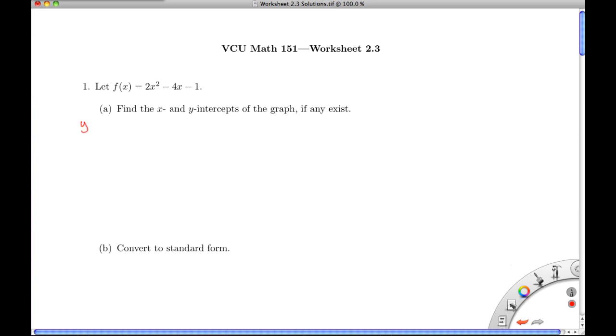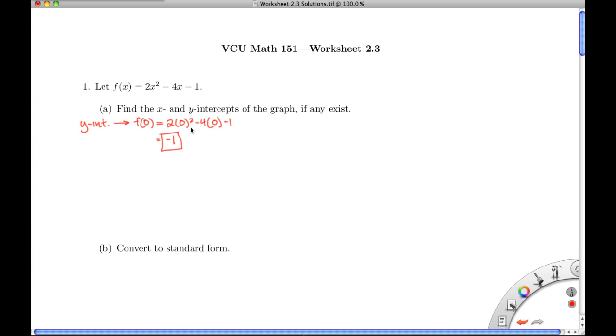So we know that the most straightforward way to calculate the y-intercept is to take our function f of x, and evaluate it at 0. So this is going to give us our y-intercept. And if we do that, we'd have 2 times 0 squared, minus 4 times 0, minus 1, which is just going to give us a value of minus 1. So there's our y-intercept. That's where it's going to intersect the y-axis.